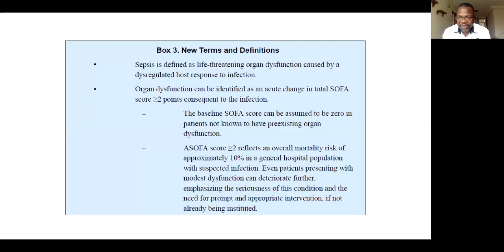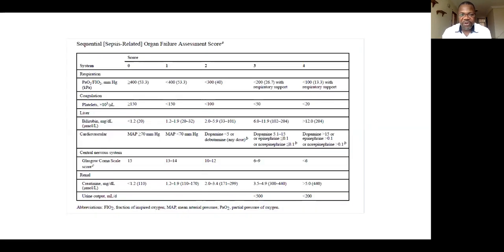As a result, we have new definitions for sepsis. Sepsis is defined as a life-threatening organ dysfunction that is caused by a dysregulated host response to an infection. So you need to have an infection as an underlying reason for the organ dysfunction. You can then look at different organs to see which one has been challenged. We use what we call a SOFA score to assess the level of organ dysfunction. SOFA means sequential or sepsis-related organ failure assessment score.